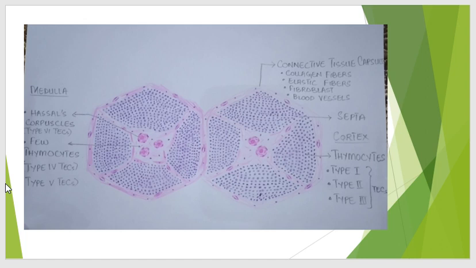Now we can see in the cortex, thymocytes are present. Cortex is darkly basophilic, and these are thymocytes. They are of three types: type 1, type 2, type 3. Thymic epithelial cells are present, and in medulla we can see Hassall's corpuscles, which are made up of type 6 thymic epithelial cells, and few thymocytes. You can see that the number of thymocytes is very low in medulla as compared to cortex.